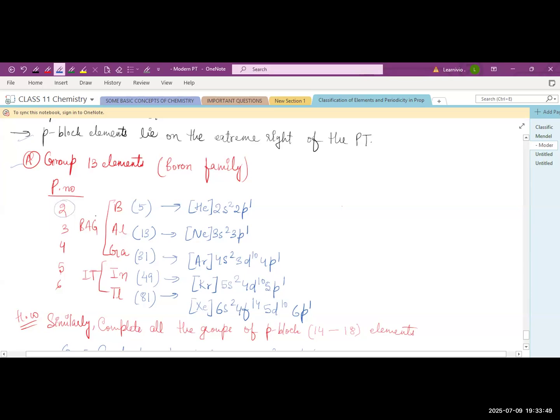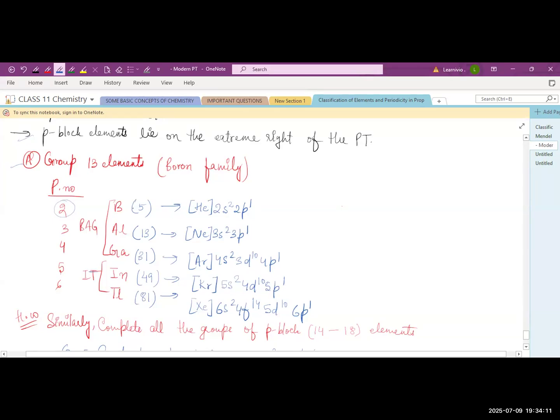And you can use the mnemonic BAG IT. B for boron, A for aluminium, G for gallium, I for indium, and T for thallium. It's very simple. आप याद कर सकते हो. Boron family, it's BAG IT. Boron, aluminium, gallium, indium and thallium.